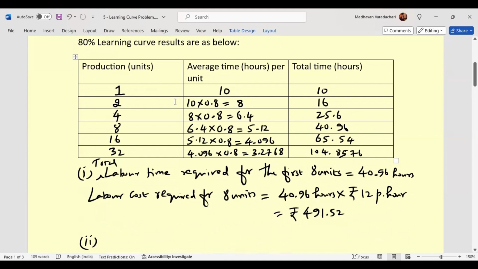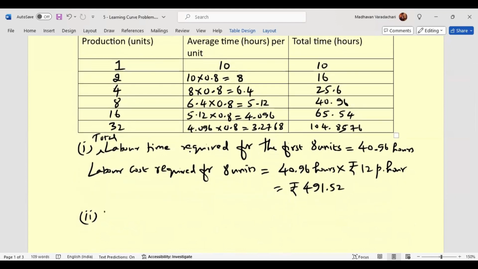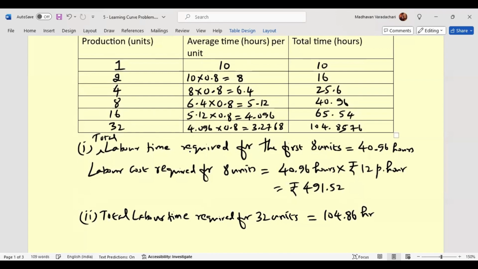Total labor time required for 32 units is 104.86. I'm rounding off 8576 as 86 hours. Then total time required for 8 units is 40.96 hours.